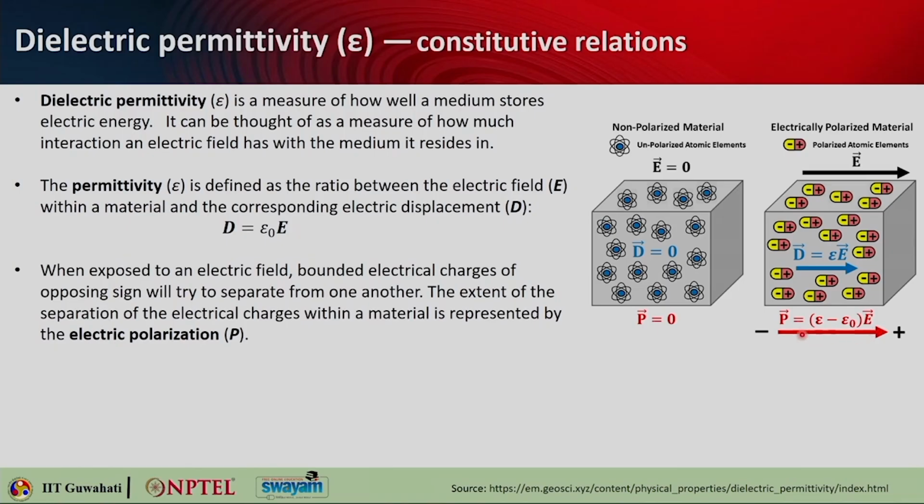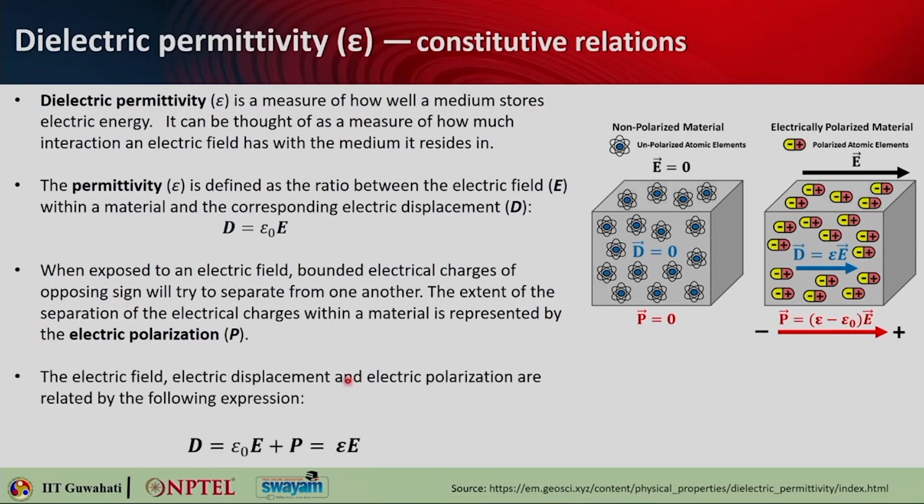Overall you can find the displacement field D equals epsilon naught E plus P. So the displacement field, or electric displacement, can be written as epsilon naught E plus P, and if you substitute the equation for P, you will get D equals epsilon E. Epsilon naught is the vacuum permittivity, but epsilon is the permittivity of this material.